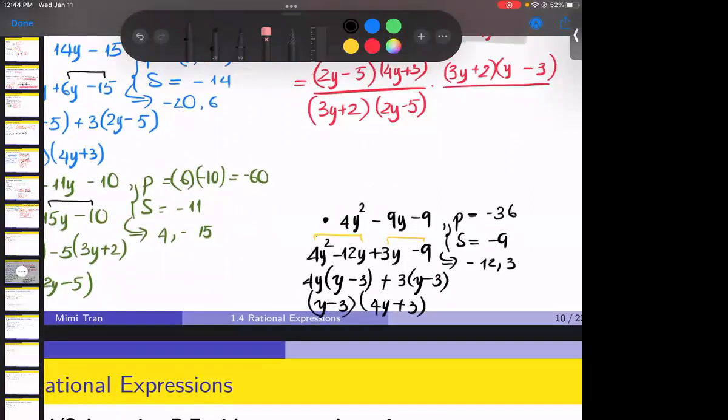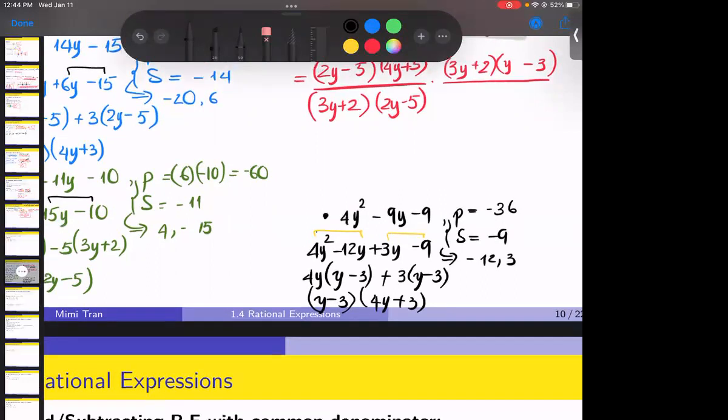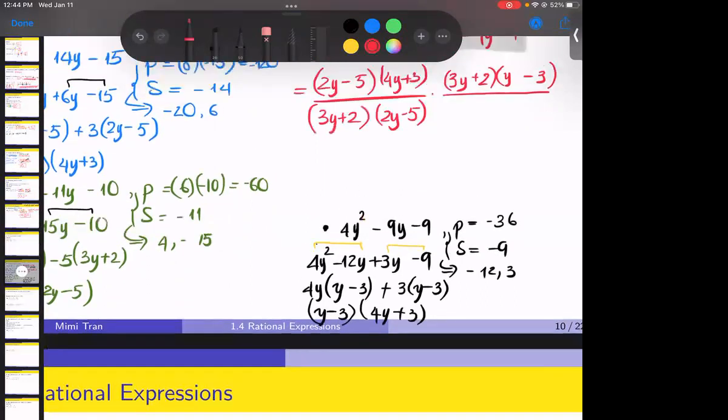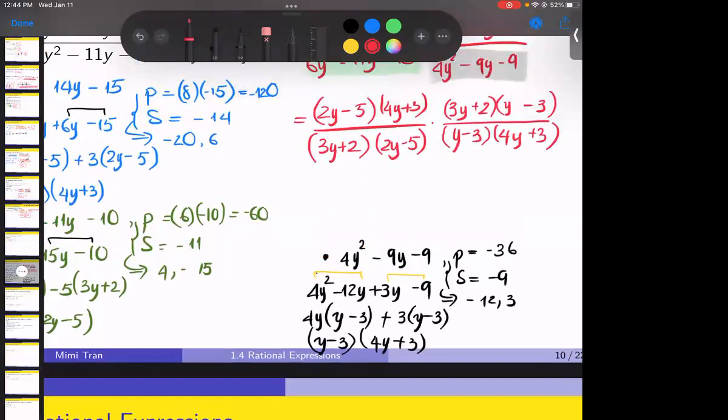What's your name again? I forgot. Michael, you say you factor out -3? Initially I did, but I saw my. Oh, okay, okay. So y minus 3, 4y plus 3. All right, all that work.